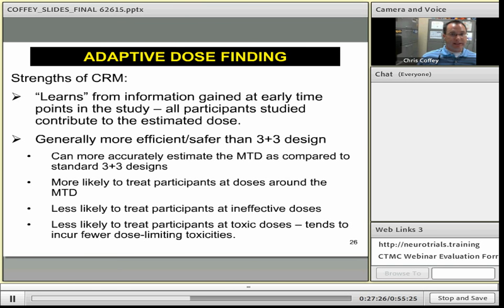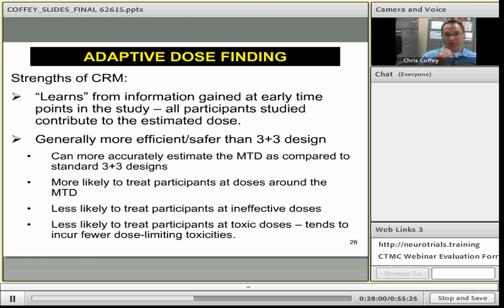So the 3+3 design, the rule is based only on what happened to the three subjects at the dose that was currently under consideration. The CRM uses the data as it accumulates, so it's based on your prior assumptions and all of the data that has accrued so far. So if you're at a particular dose, the refitting of the dose toxicity curve takes into account what happens to the subjects that you're treating at that particular dose, as well as the subjects that you treated at all the doses that came before that, and your prior assumptions. So you're continually adding to your information, but accounting for everything that you know as you go forward.